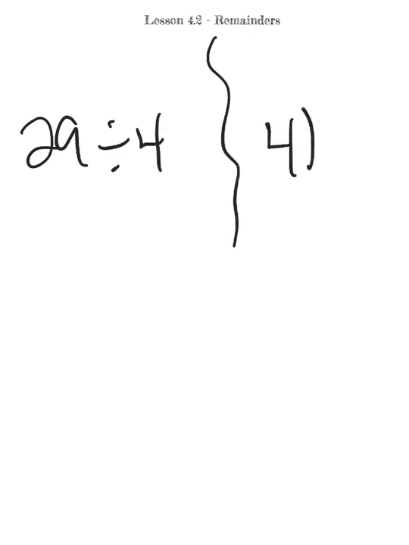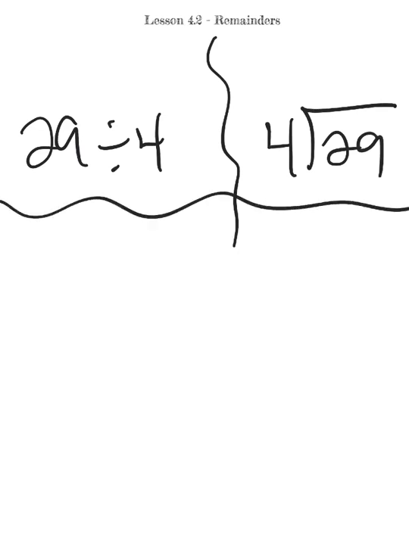So I'm going to do 29. Oh, I don't want to do it in red. Let's do 29 divided by 4. It will also look like 4 divided by 29. That is the same exact problem, it's just written 2 different ways.